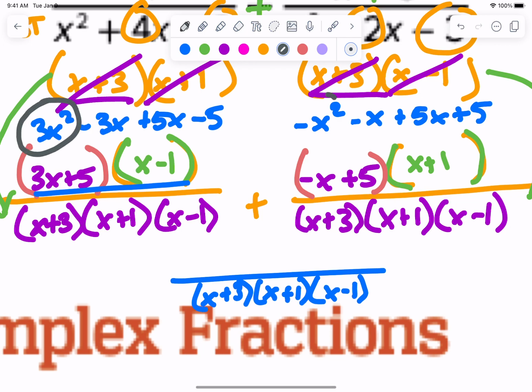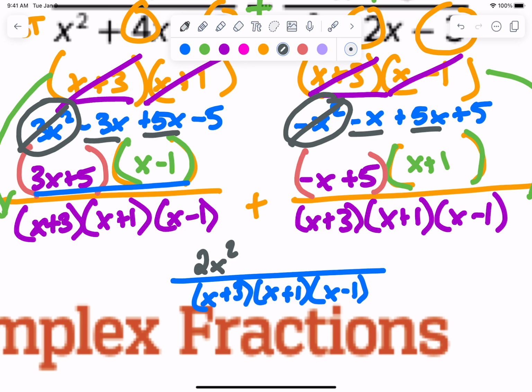3x squared can combine with negative x squared to make 2x squared. I have negative 3x plus 5x minus x plus 5. That's 10 minus 4. Is that how you do it? Do you do the positives and then negatives and then subtract? Yeah, maybe? No? Okay. Gone, gone, gone, gone. And then we have minus 5 plus 5.